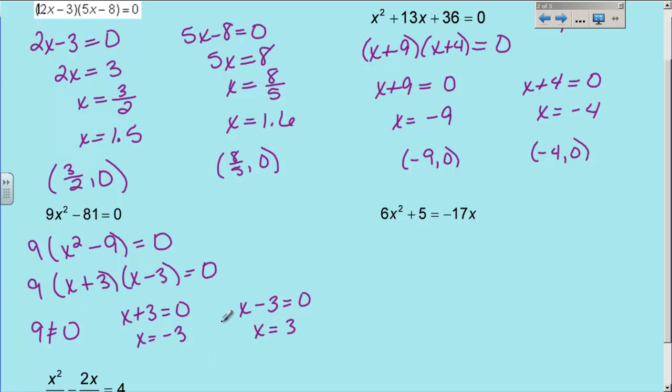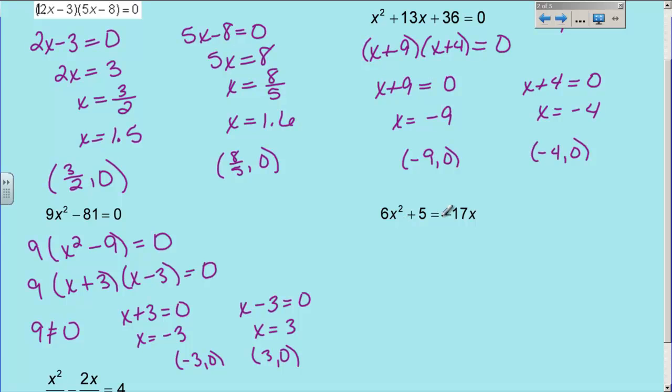So this quadratic, if I were to graph it, crosses the x-axis at negative 3, 0, and then again at positive 3, 0. So this one's a pretty little symmetrical thing. Your y-axis is going to be your axis of symmetry for this one, because you can see negative 3 and positive 3 are the same distance from 0.